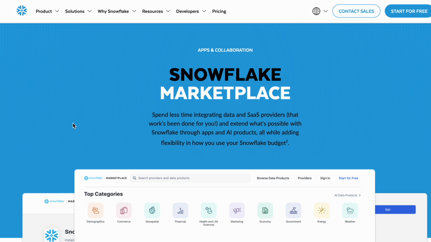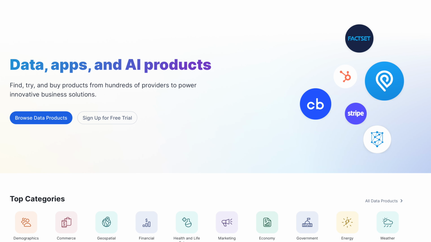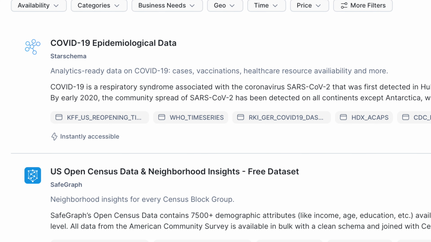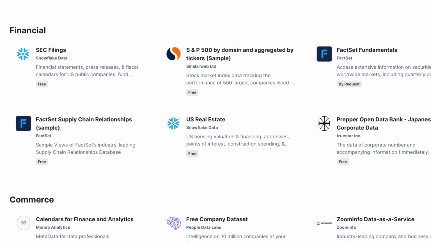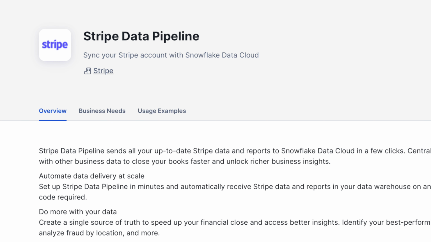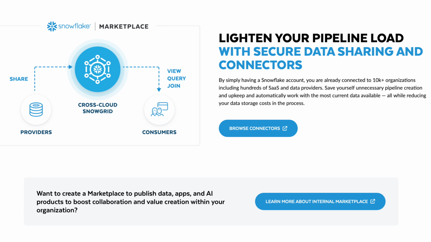But outside of their core data platform, they also have the data marketplace, where basically data providers provide free and paid access to their own data within the Snowflake ecosystem. And it's basically a live data sharing marketplace where you can share or even monetize your data if you want to. So instead of creating one-off data sharing pipelines, it's all handled within the Snowflake platform.